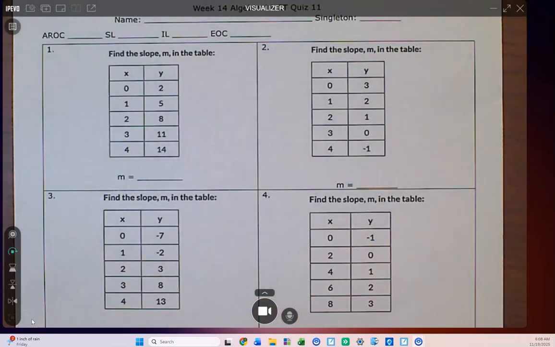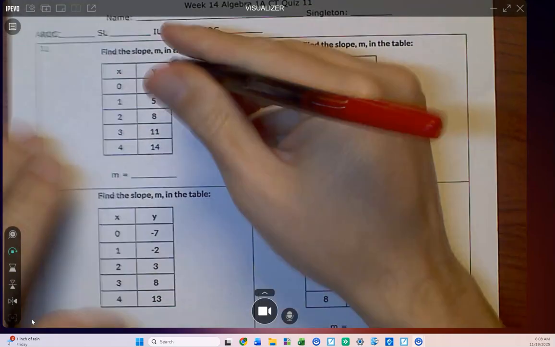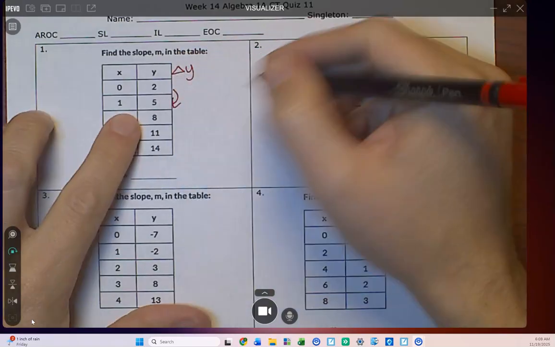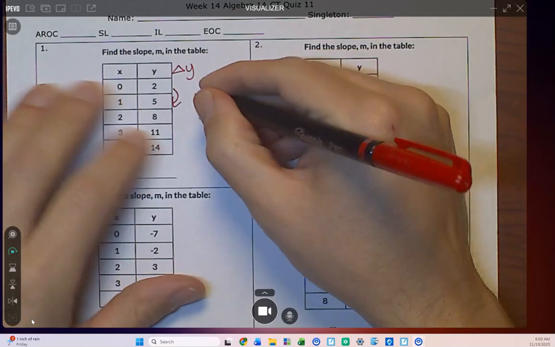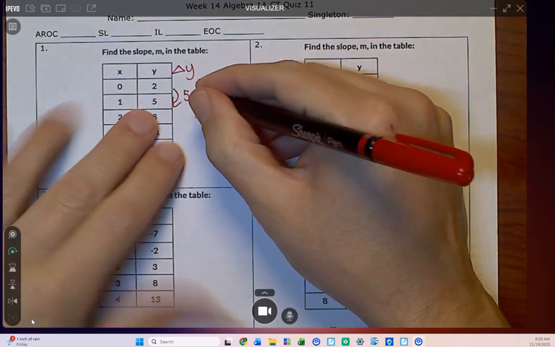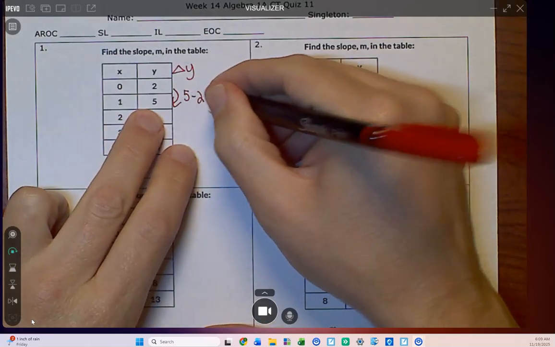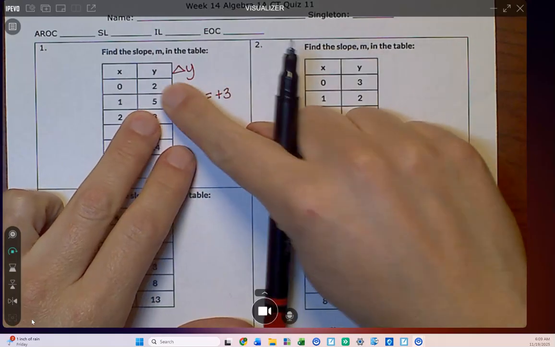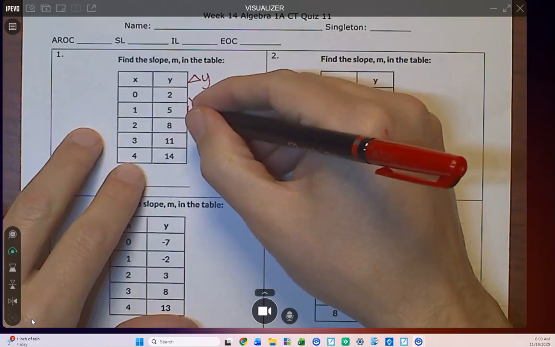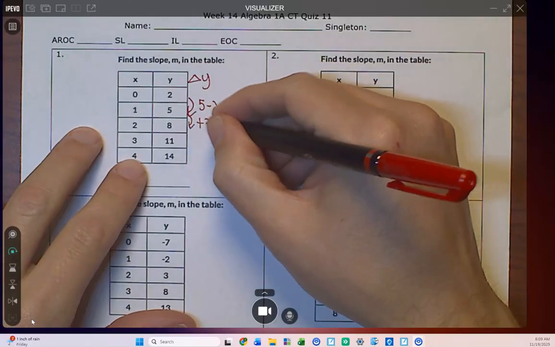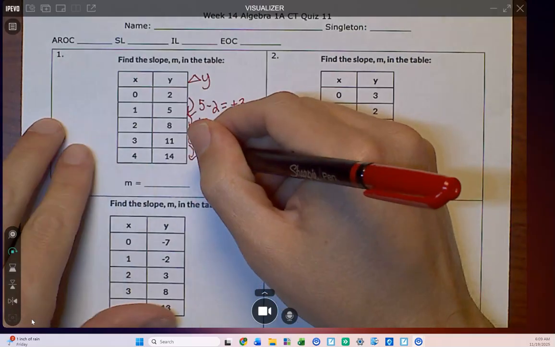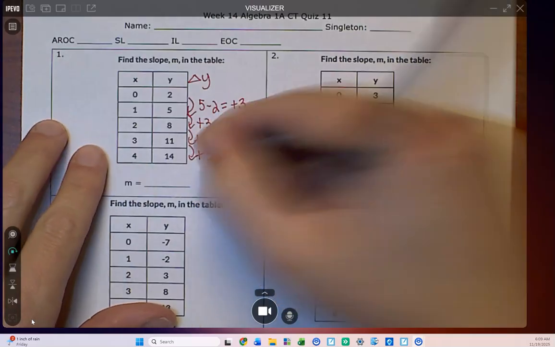This is going to be the fastest direction video. Change in y. If I want to figure out how much 2 changed when it went to 5, I do 5 minus 2. And that tells me that 2 changed by going up 3. 5 plus 3 is 8. 8 plus 3 is 11. 11 plus 3 is 14.